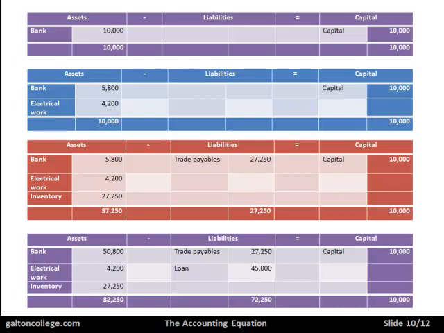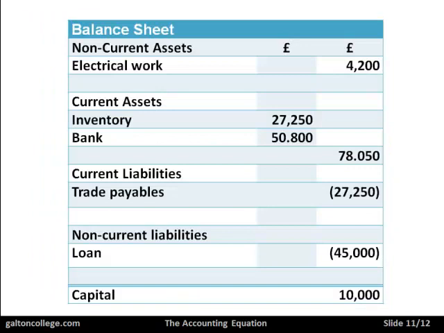It is possible to draw up a very simple balance sheet based on this. His electrical work is over here, 4,200. His stock of current assets is there, and what he's got in the bank. Add those together, you get this. So his total assets would be that 4,200 plus the 78,050. He owes this, and of course he owes the loan. And when you subtract those, in accountancy, when you're subtracting, they usually put them in brackets. Brackets means negative. And when you subtract them, you get 10,000.